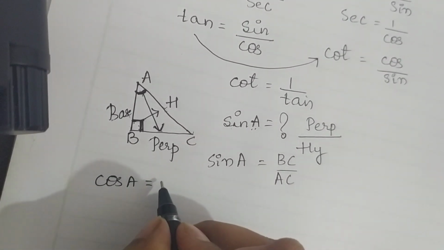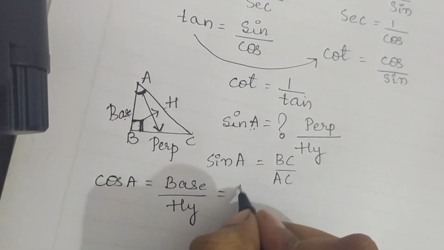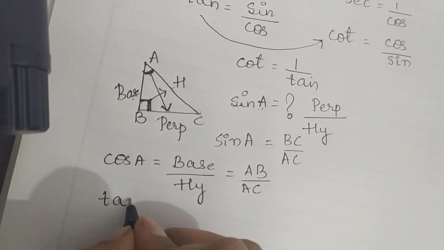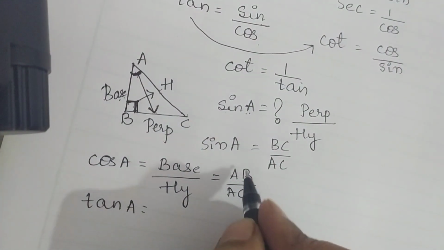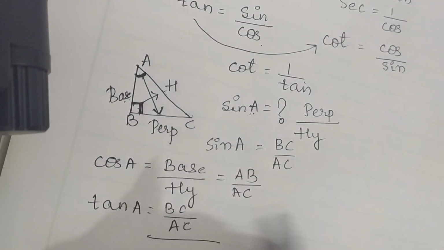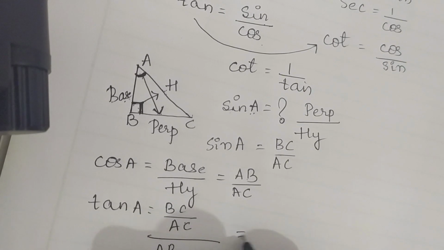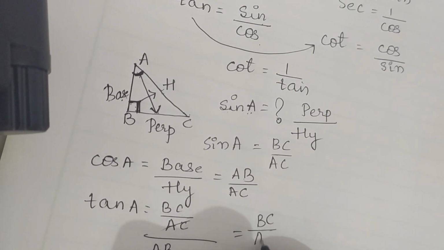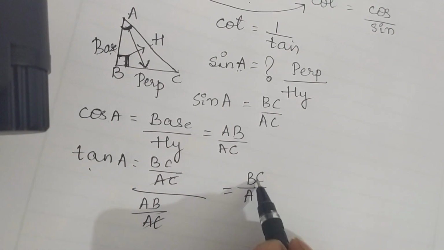Cos A is equal to base upon hypotenuse, that is AB upon AC. Then tan A is nothing but sine upon cos. Sine A is BC upon AC, cos A is AB upon AC. AC and AC cancel when we take the reciprocal, so we get BC upon AB for tan A. That is nothing but sine upon cos.